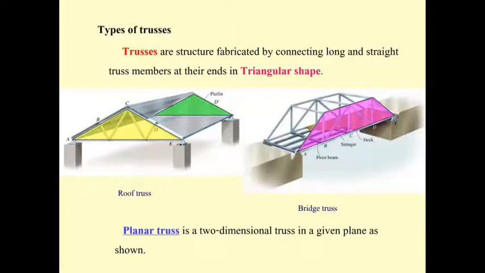So the truss we are learning or considering is also the banana truss in 2 dimensions, and the members of the truss connect to each other in a triangular shape.